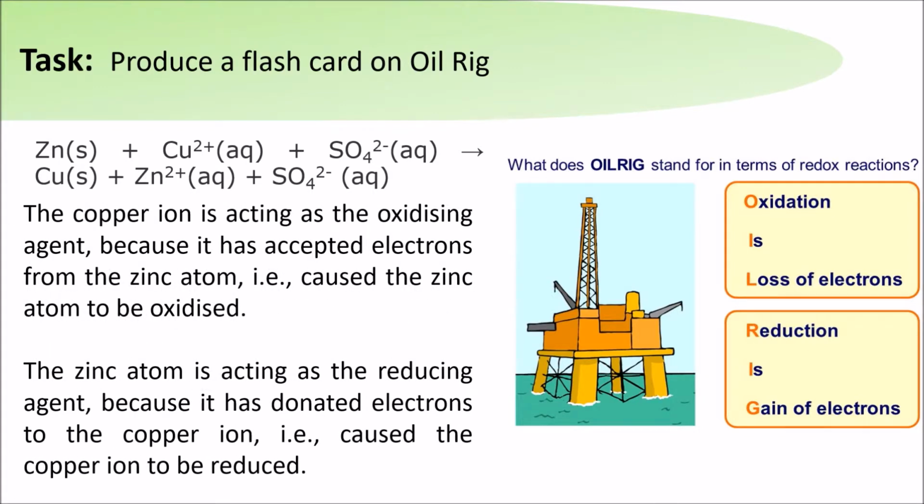The copper ion is acting as the oxidizing agent because it has accepted electrons from the zinc atom. The zinc atom is acting as the reducing agent because it has donated electrons to the copper ion.